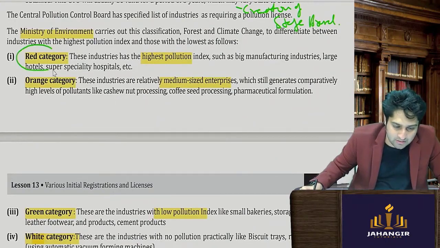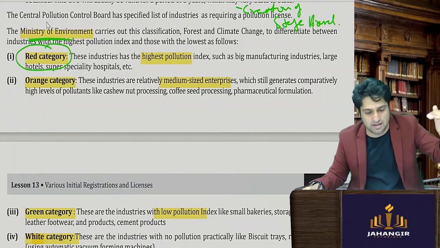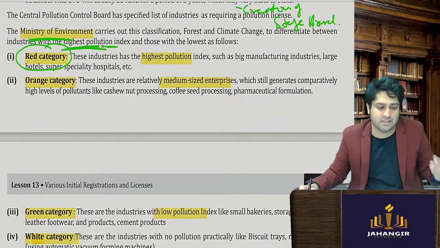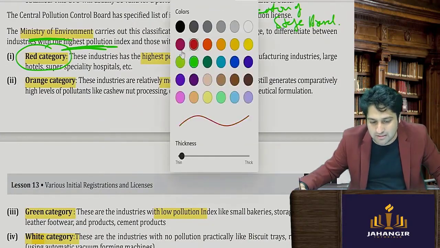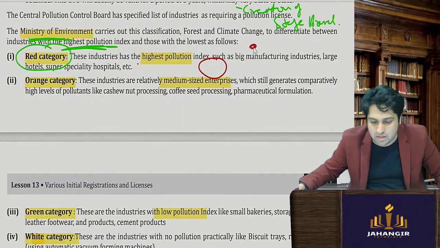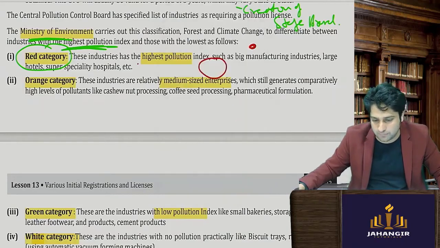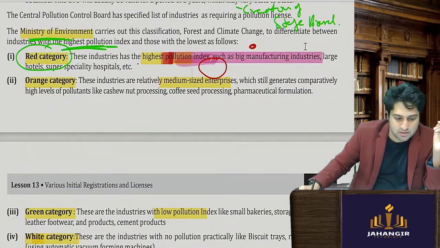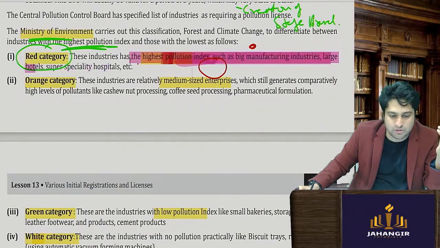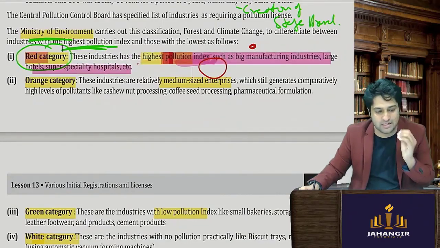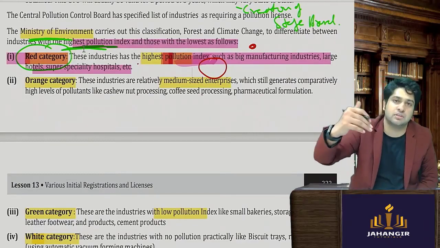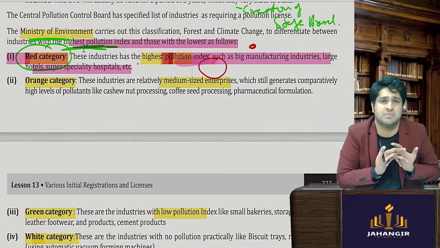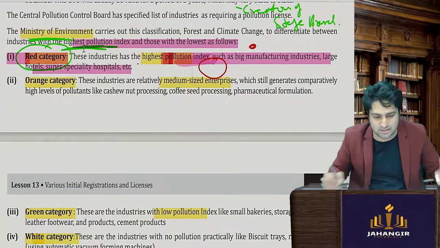They can ask about the red category. The Ministry of Environment has divided industries into different categories on the basis of the pollution control index. One is the red category. Red category is the extremely highest pollution index. Industries such as hotels, super specialty hospitals, etc. come under the red category. So on the basis of the pollution that they emit, or the pollution that has been done to the environment, they get certain categories.